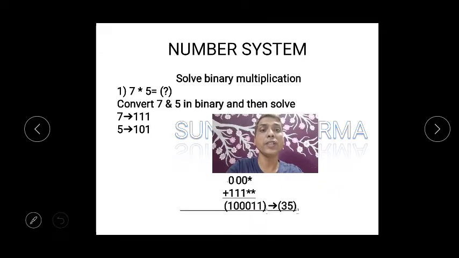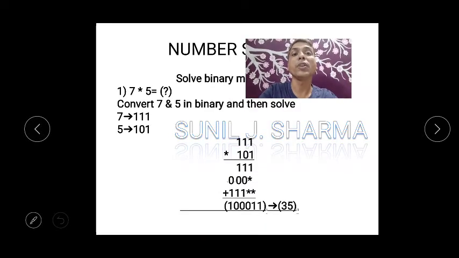Okay, now let's take some more examples. Now here also, can you see 7 5s are 35. So 7 is written, 5 is written.